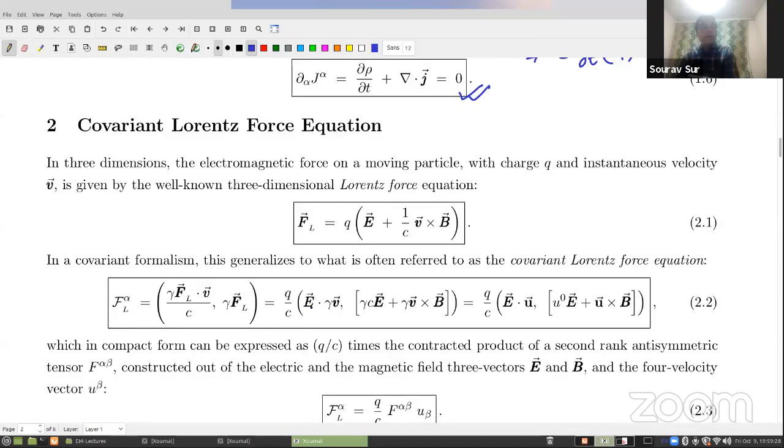Okay. Then what you find is that you take the dot product of this with v. So fl dot v will give you q e dot v, and then v dot v cross b is 0. So it will just give you q e dot v. And there is a gamma multiplied, so it will give you q over c e dot gamma v. And the other one is just gamma times fl, which is okay. And gamma v is your u vector, and gamma c is the u naught scalar, so you have u cross b.